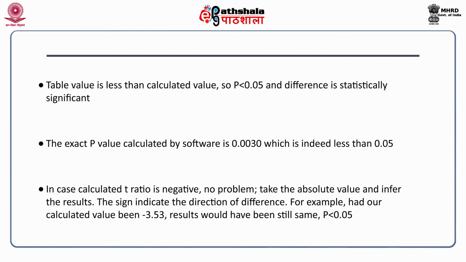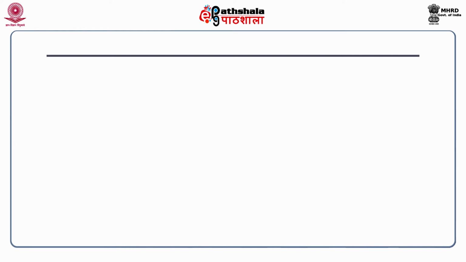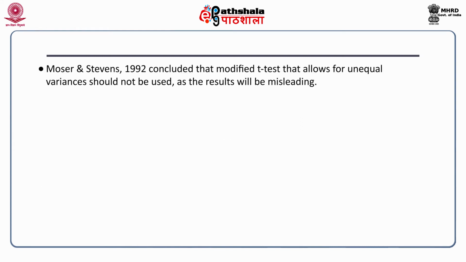For example, had our calculated value been minus 3.53, the results would have been still the same; the p-value should have been still less than 0.05 and the result is still significant. But remember the following points. Moser and Stevens in 1992 concluded that the modified t-test that allows for unequal variances should never be used, as the results will be misleading.